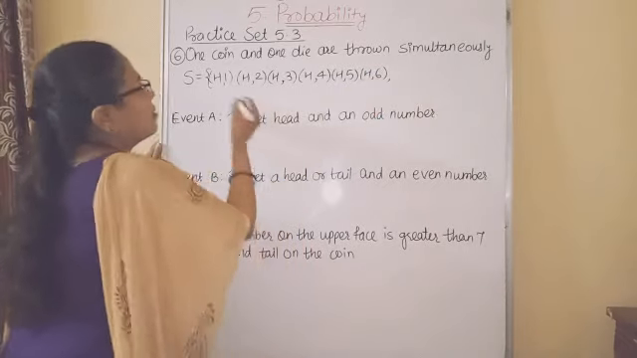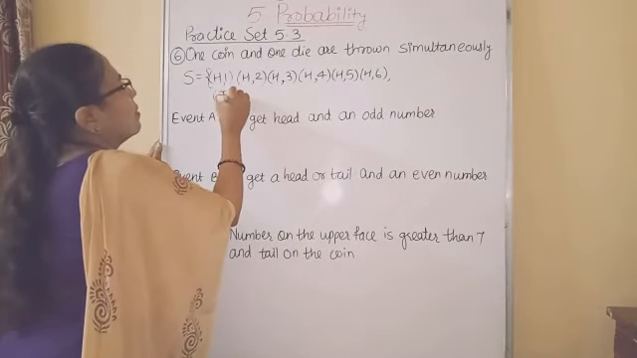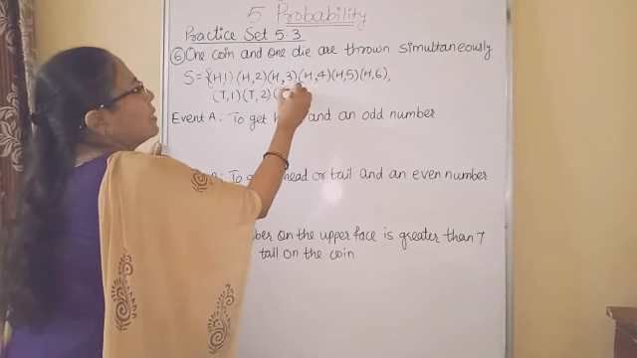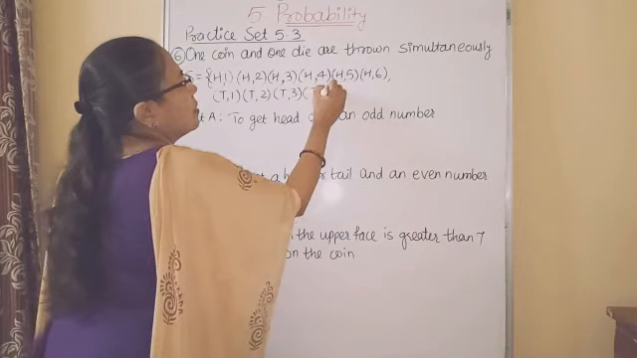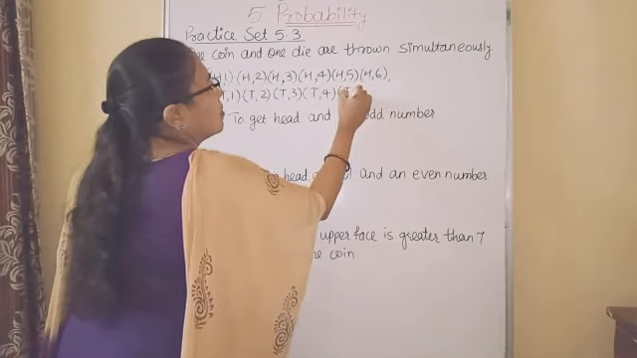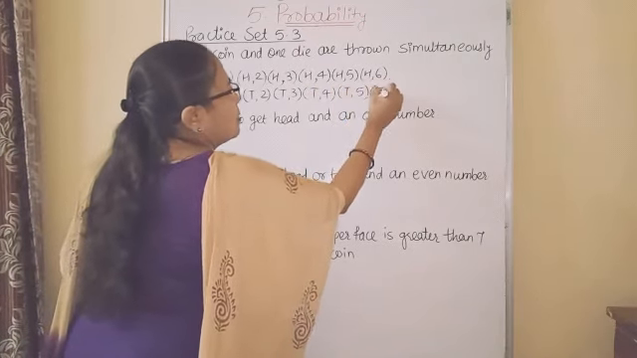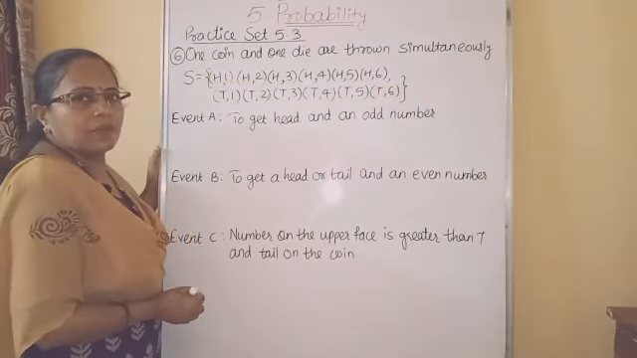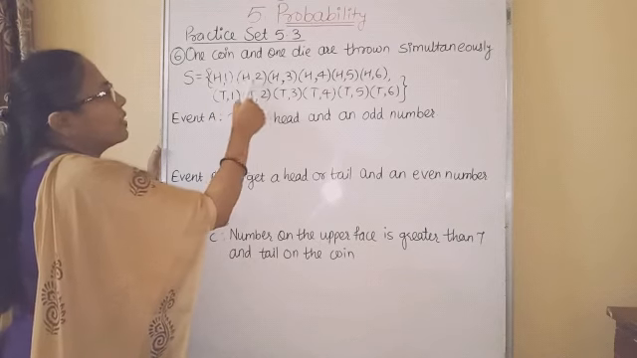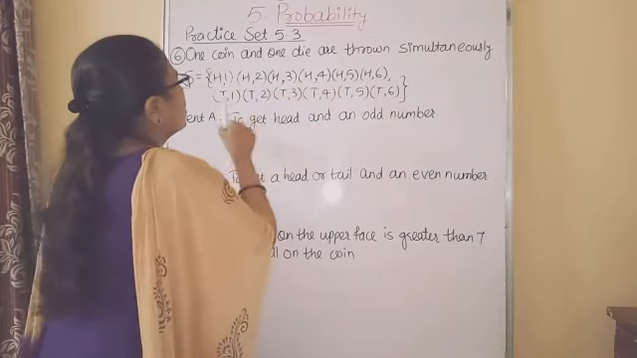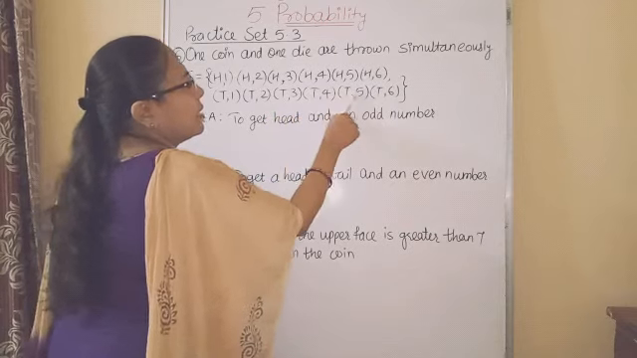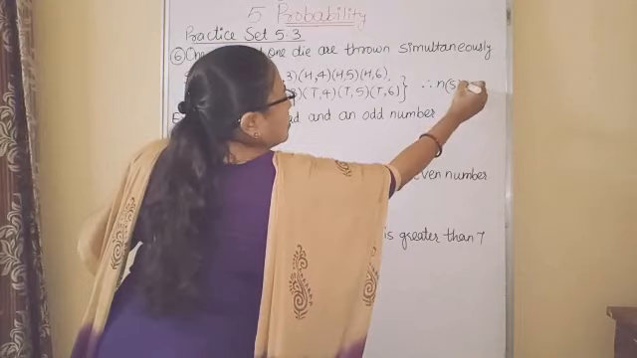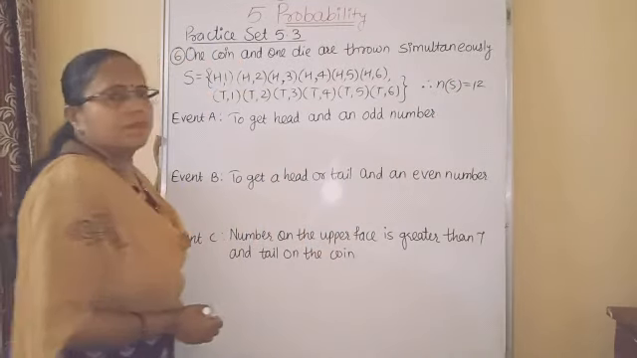So the next results will be T1, T2, T3, T4, T5 and T6. Close the bracket. So here we completed the results. So how many results did we get? 1, 2, 3, 4, 5, 6, 7, 8, 9, 10, 11, 12. Therefore, n of S is equal to 12.